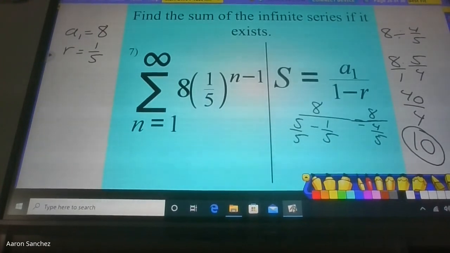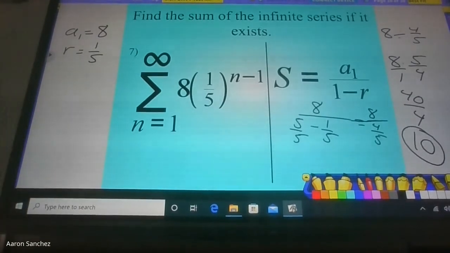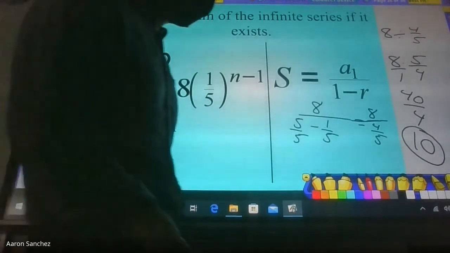I can't subtract these. I need a common denominator in order to subtract fractions. So 5 over 5 is equal to 1, right? And I have a common denominator. That's all I did. Now I said 5 minus 1 is 4. Okay, so 10.